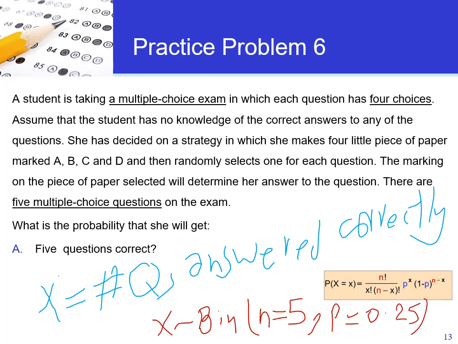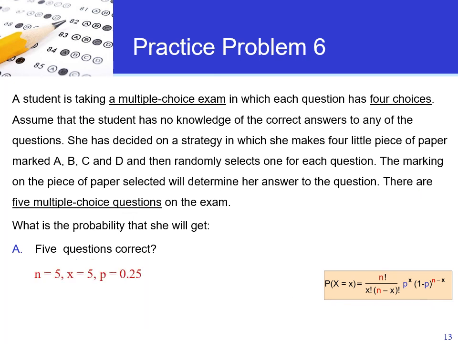Okay, so now the question asks for the probability that she gets all of the 5 questions correct. It means that we are looking to find the probability that X is exactly equal to 5. So the probability that X is equal to 5 is, we're going to plug everything into the formula, and we're going to get 0.00098, which is a very small number. So the chances that she's going to get all of the 5 questions is almost 0, or a very small number.